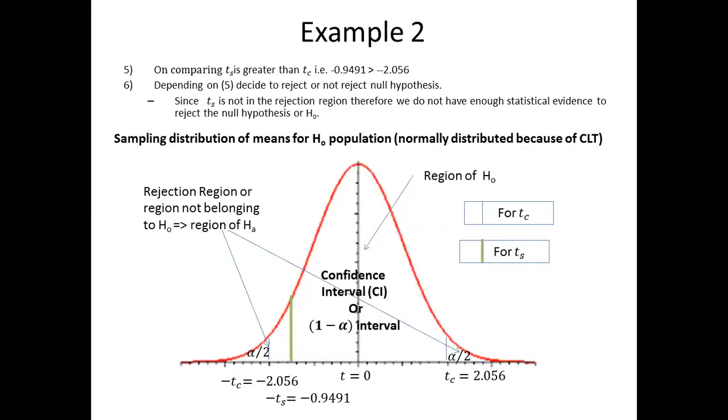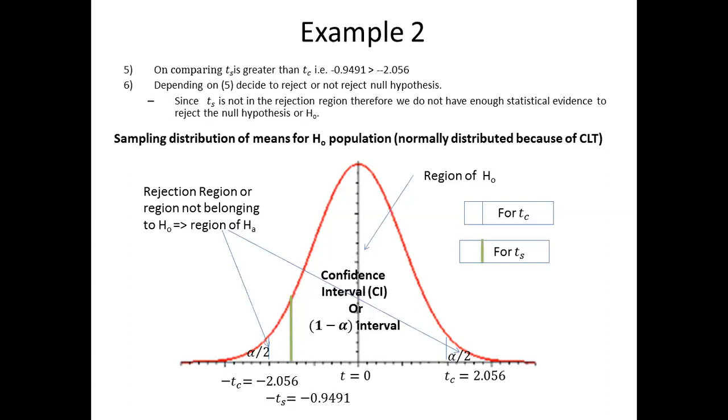Next, in step number 5, we have to compare our TS with the TC. Our TS was minus 0.9491 and our TC is basically minus 2.056, and it shows that our TS is far greater than the TC value. And again, please note that we have put the TC value as a negative value because our TS was negative. In our t table, only positive t values are given, but it is assumed the same can be used for negative t values.